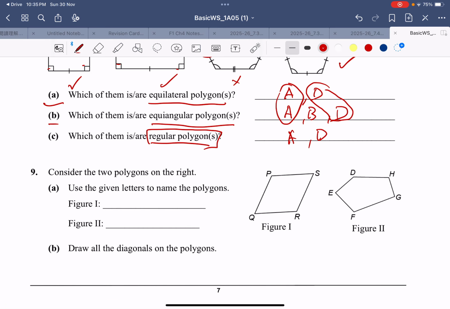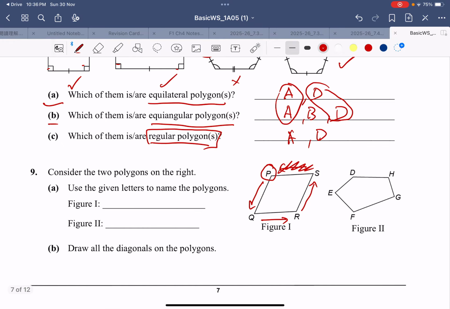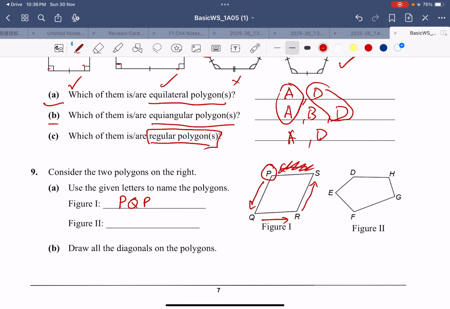Okay, consider two polygons on the right. Use given letters to name the polygon. Figure 1. How to name the polygon? Just name it according to the letters, start with a letter first. Start with a corner P, going from P to Q, and then clockwise go back. So this is P, Q, R, S. The figure 1 is PQRS.